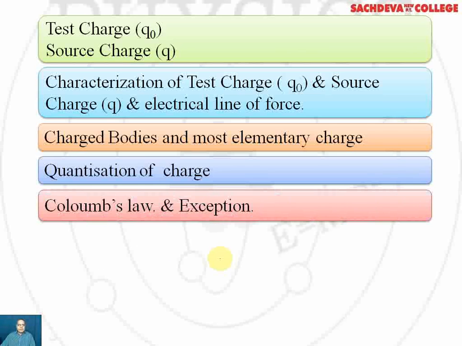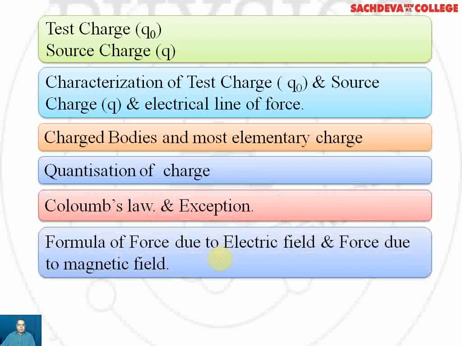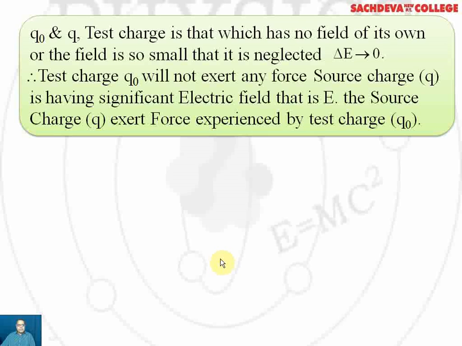This can be further applied to Coulomb's law, and for Coulomb's law, there will be certain exceptions, and the formulas of force due to electric field and force due to magnetic field will be specified in the coming article. Q naught is the test charge, having no field of its own, and even if its field is there, it will be so small that its field will be represented as delta E approaching 0. Moreover, test charge Q naught will not exert any force on the source charge, whereas the source charge has a significant electric field, that is E.